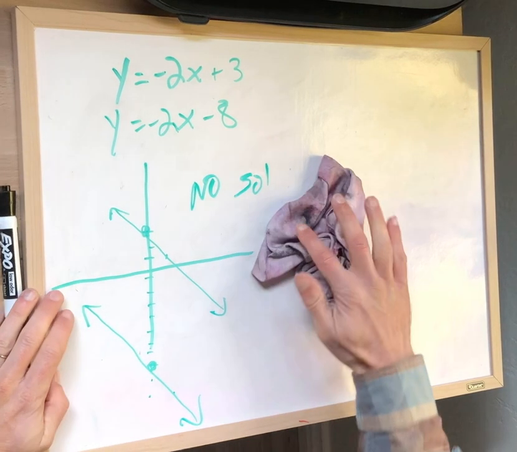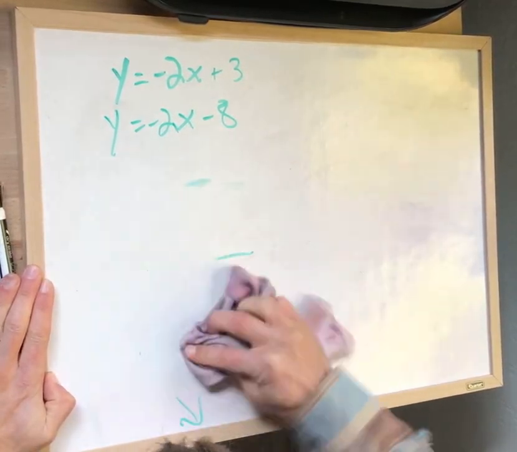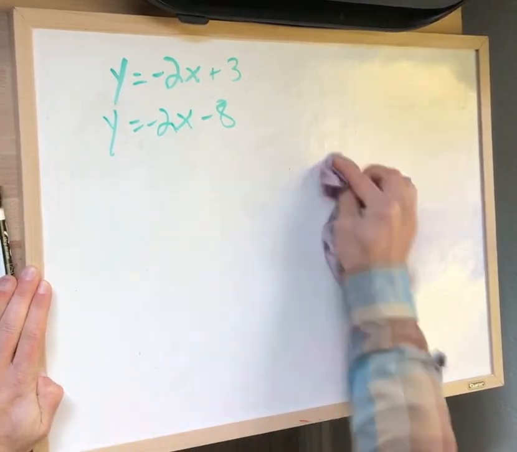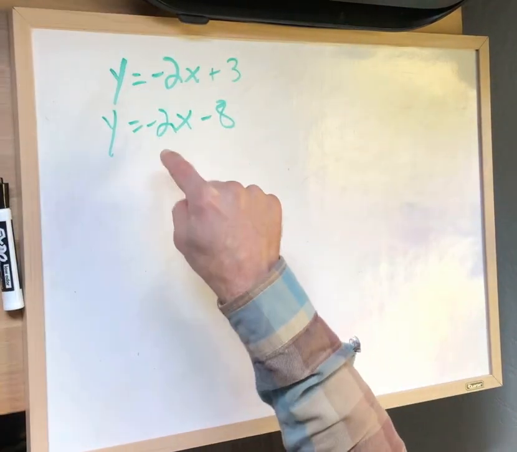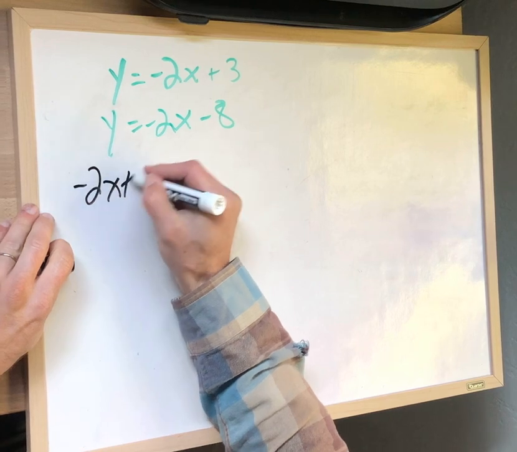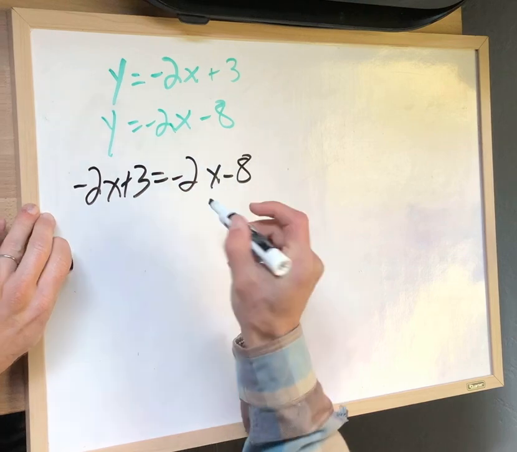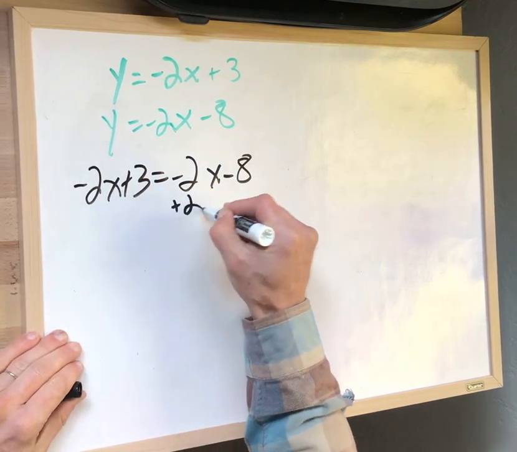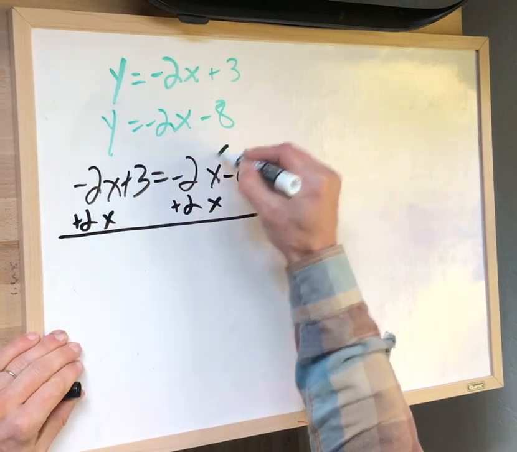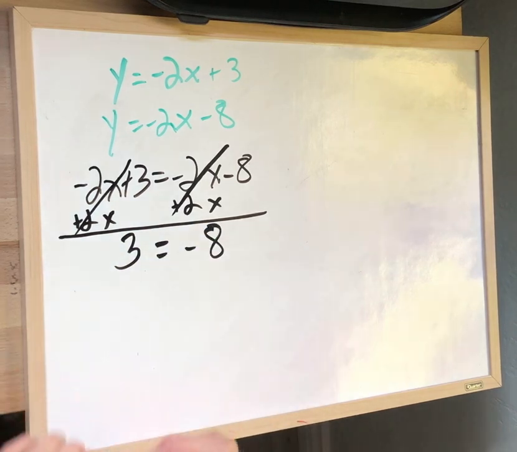Okay, but let's do this mathematically, because I'm going to show you mathematically what happens. How can we figure out whether something has no solutions? Well, first you set them equal to each other. We're going to say negative 2x plus 3y equals negative 2x minus 8. Now watch. If I move my x's over by adding 2x, this cancels out and this cancels out. So I'm left with just the numbers.